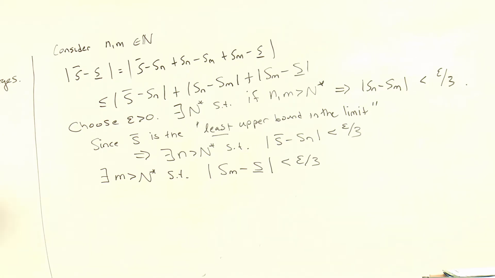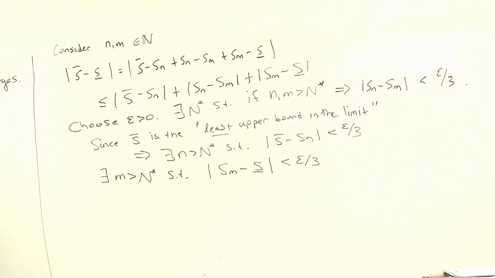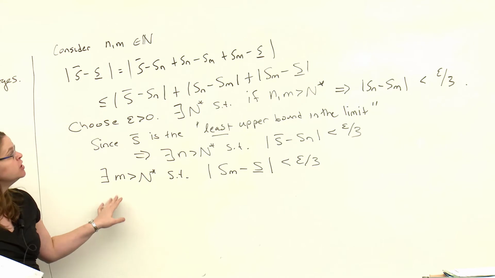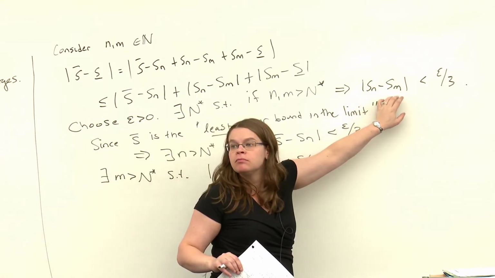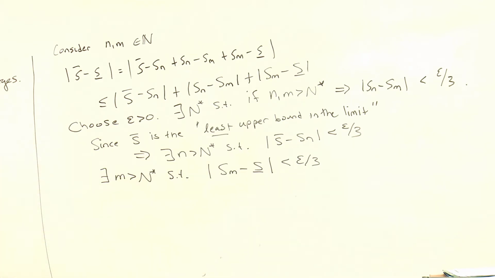So I'm not making this inequality work for all possible values of m and n. I'm just picking one choice of m and one choice of n that make them work. And the good news is these are big values of n and m. They're specific values, but they're large, so they'll still preserve this inequality. We're in business with our Cauchy sequence.